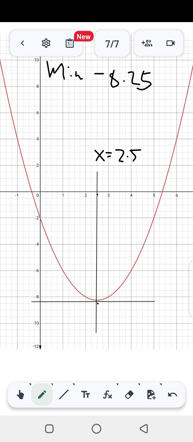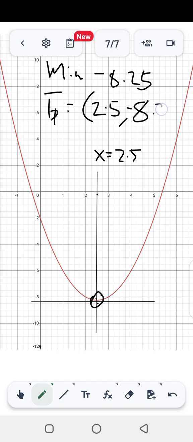The fourth one is asking for the turning points. So the turning point is made up of x and y. I told you that this is the turning point. So we look for the x and y values. So the turning point will be, the x there is 2.5 and the y is minus 8.25. So that's the turning point of this graph.